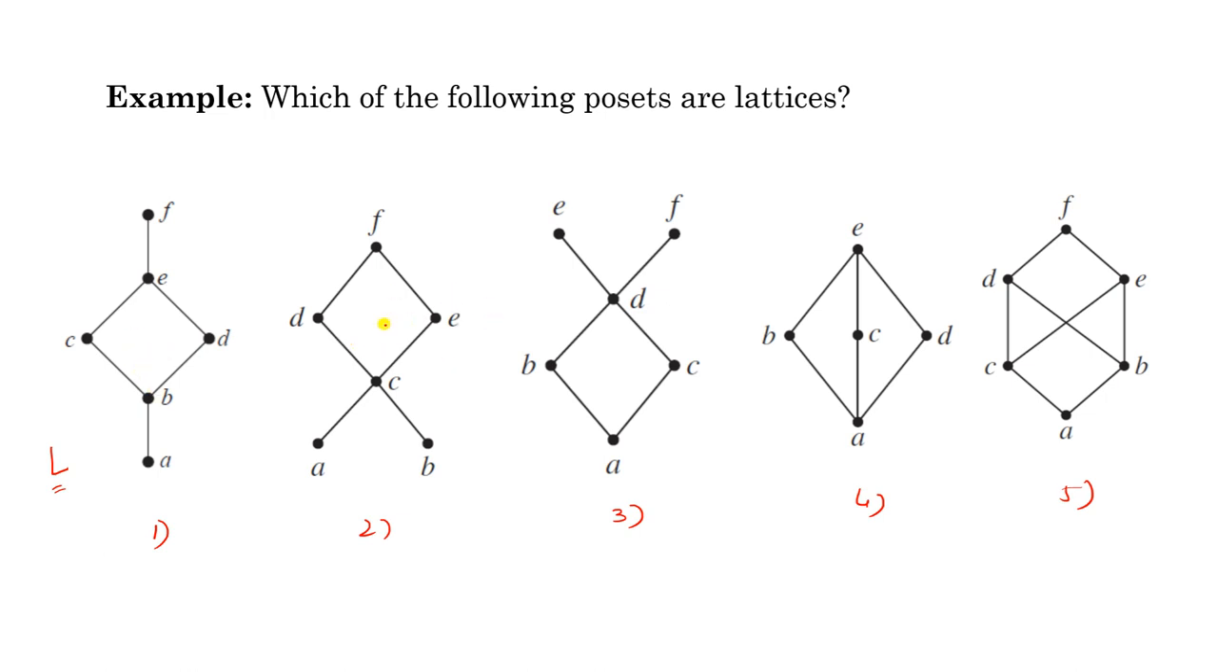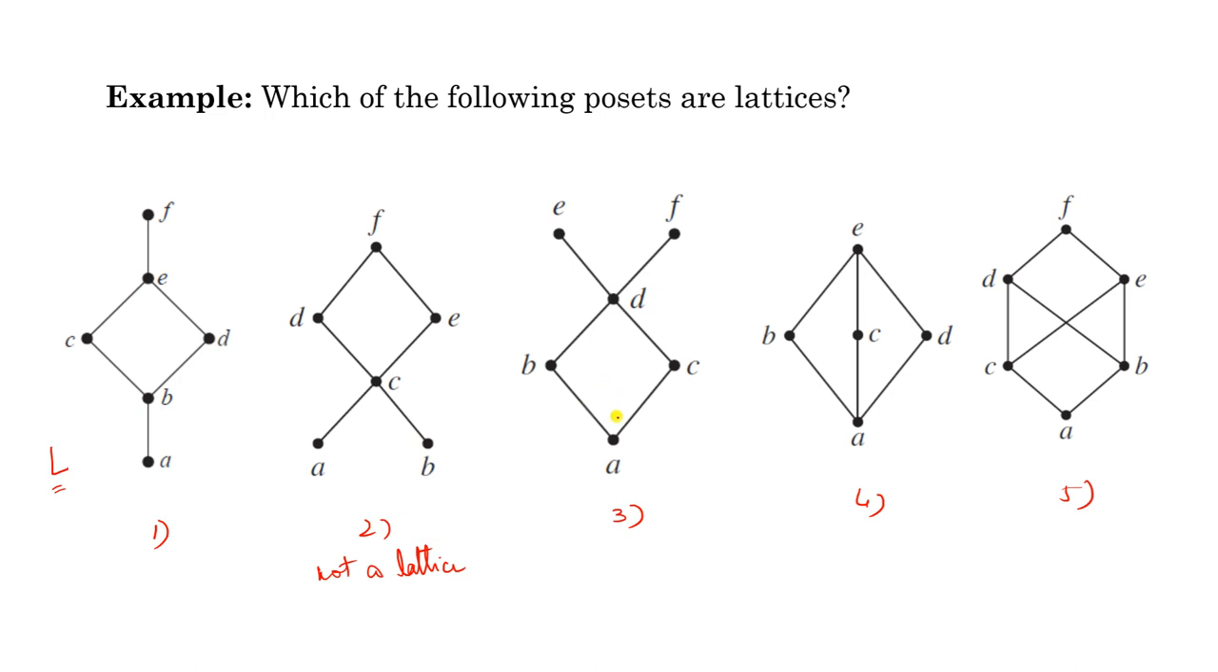Now consider this one. In this figure, these two elements A, B are open-ended. Whenever you see this type of figure, immediately you can see that for these two elements A and B, no lower bounds are there. No lower bounds means that for these two elements A and B, the greatest lower bound does not exist. So you can give the reason: this is not a lattice, because for these two elements A and B, the greatest lower bound does not exist.